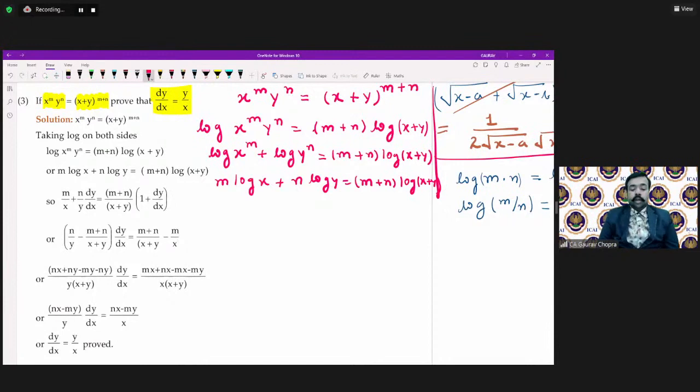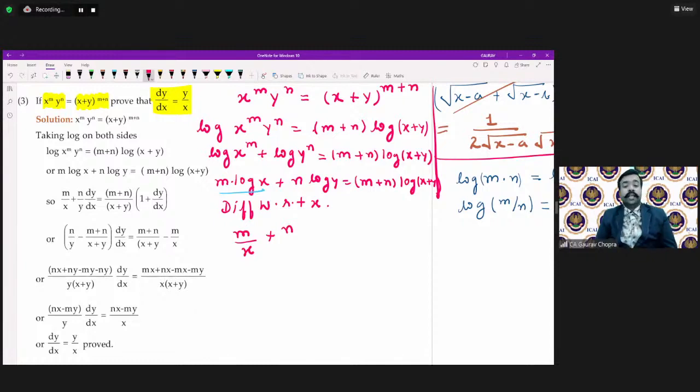Right? Now what can be done? Now we have to find out the derivative. So differentiating with respect to x. Now m is the constant, and we have to find the derivative of log x. So the derivative of log x is 1 upon x. So we will write m as constant and 1 upon x, plus n is again constant.